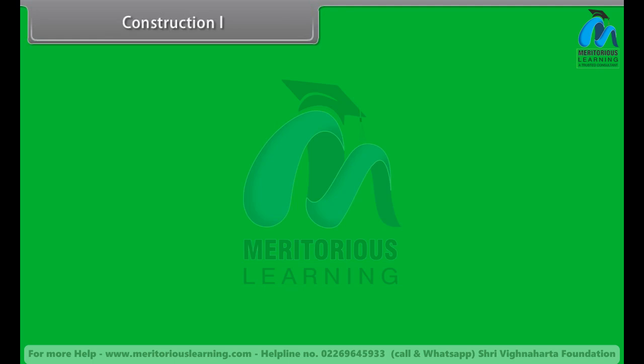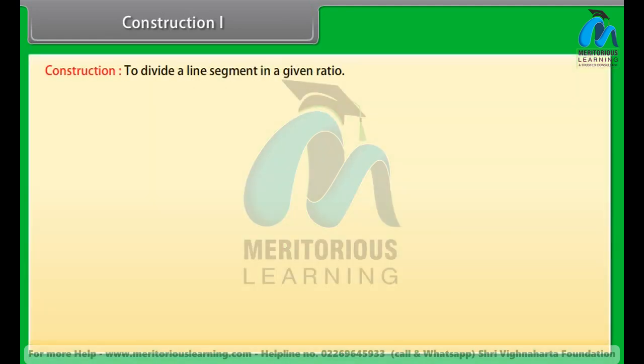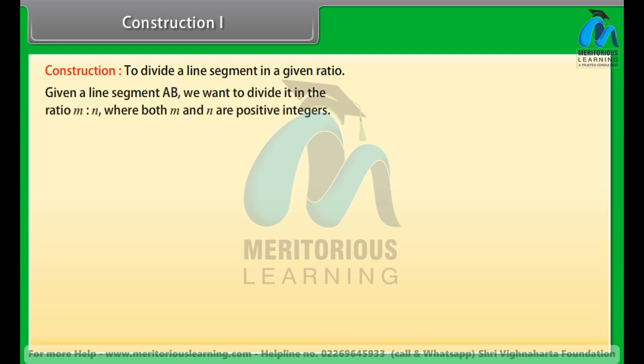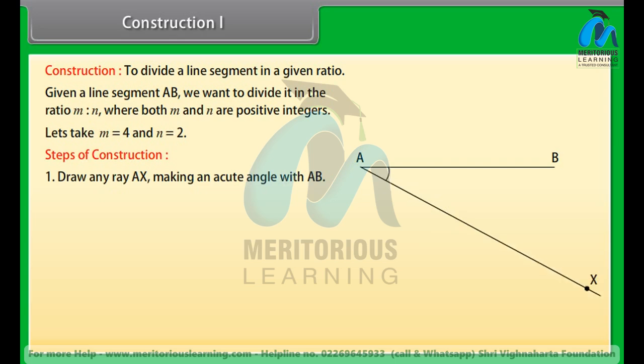Construction 1. Construction: to divide a line segment in a given ratio. Given a line segment AB, we want to divide it in the ratio m:n, where both m and n are positive integers. Let's take m as 4 and n as 2. Steps of construction. Draw any ray AX, making an acute angle with AB.